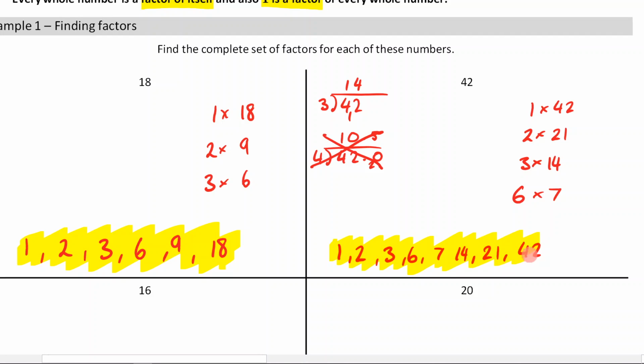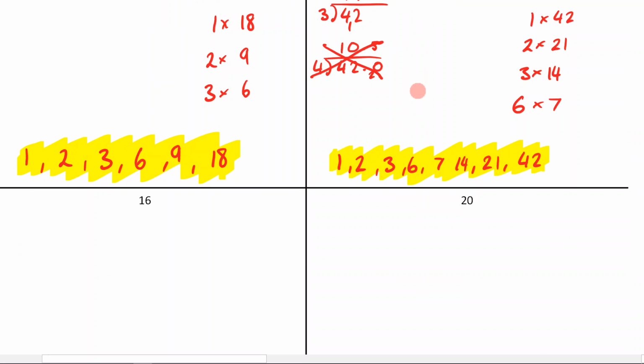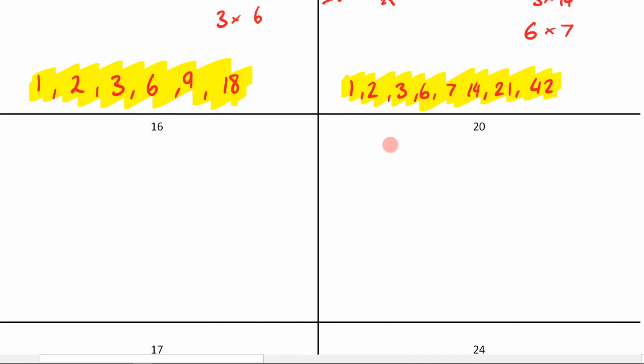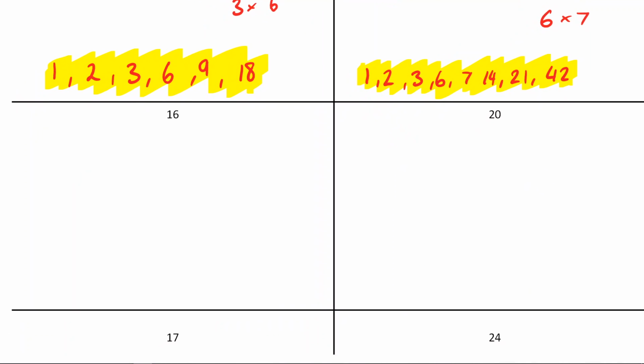So you're probably thinking to yourself, well, is there a quicker way of finding factors instead of just multiplying like this? And there is. Another way to go about it is to do this. Remember, you always start with 1 and the number itself, because 1 times 16 is 16. Then we'll go 2. 2 times what would give me 16? That'll be 8. So 2 and 8 get paired up.